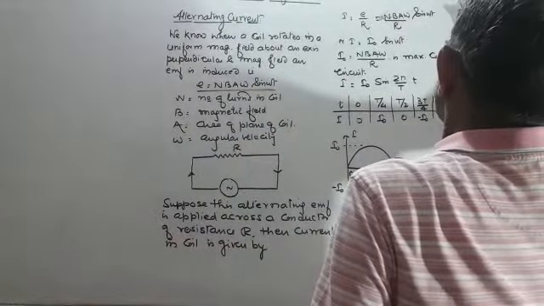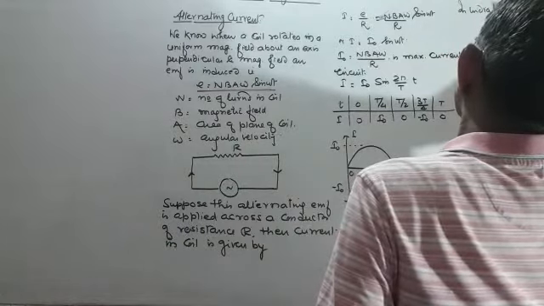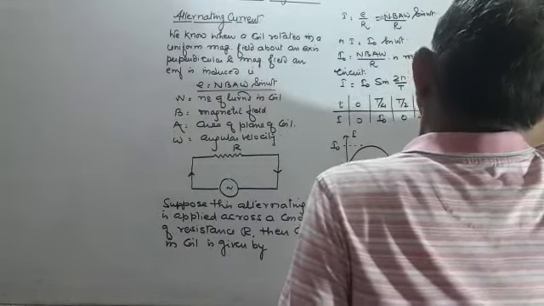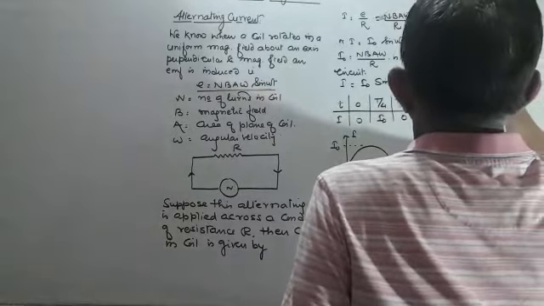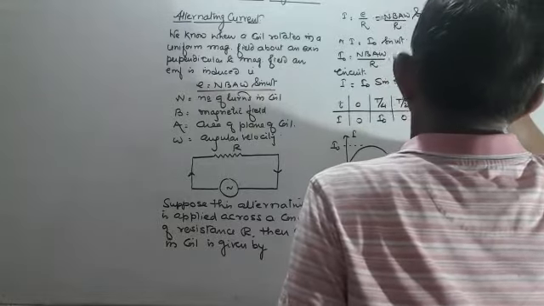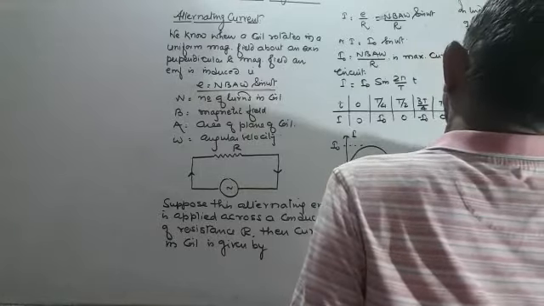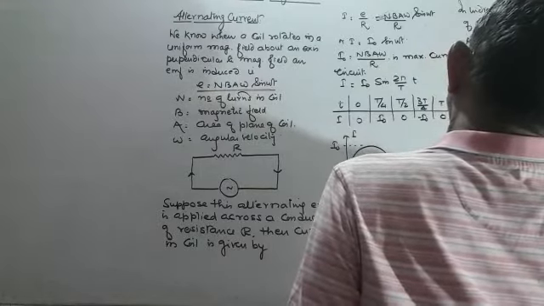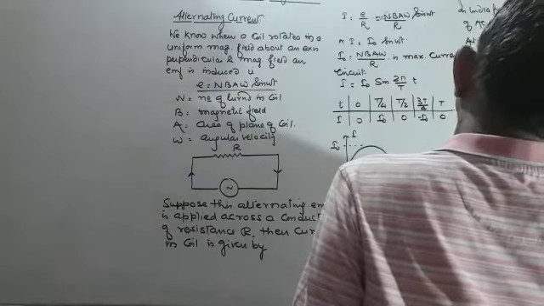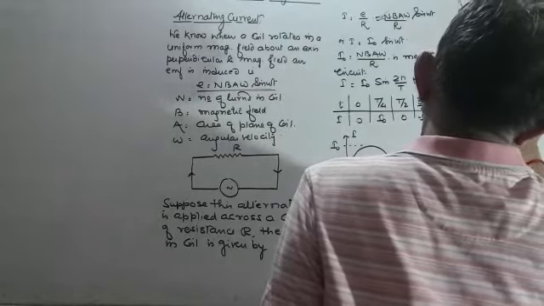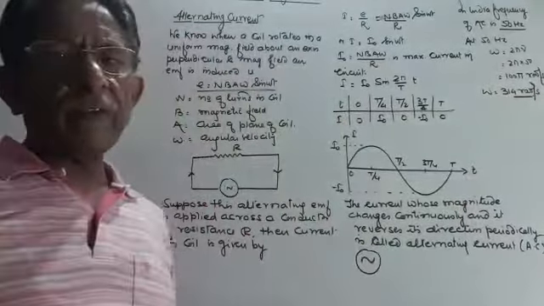Remember that in India, frequency of AC is 50 Hertz. At 50 Hertz, omega is equal to 2 pi nu is equal to 2 pi into 50 is equal to 100 pi radian per second, or omega is equal to 314 radian per second.